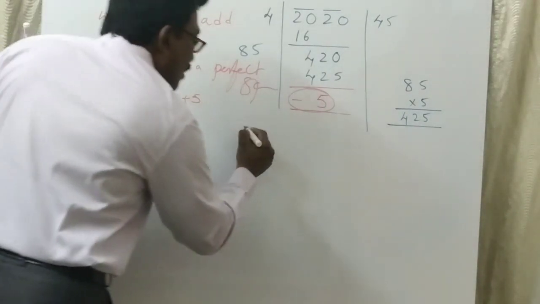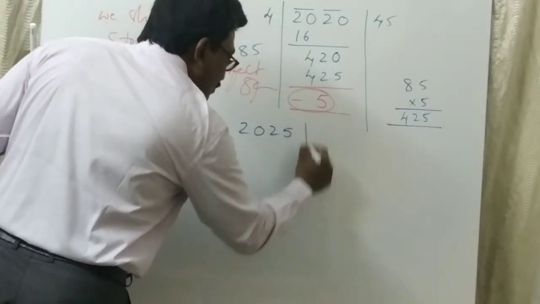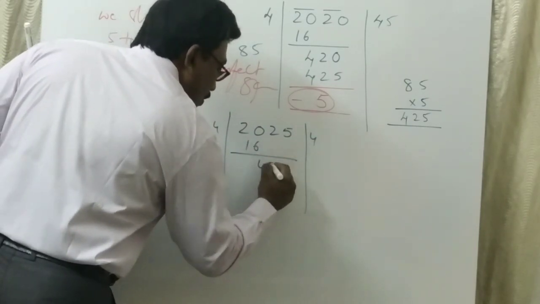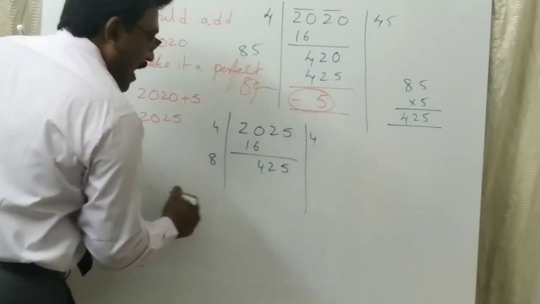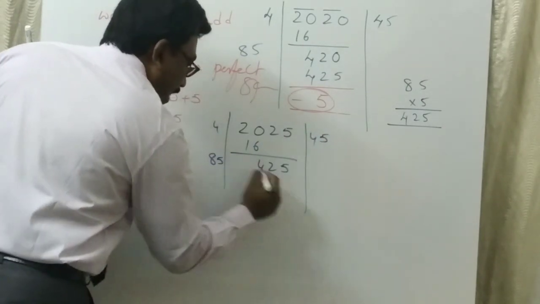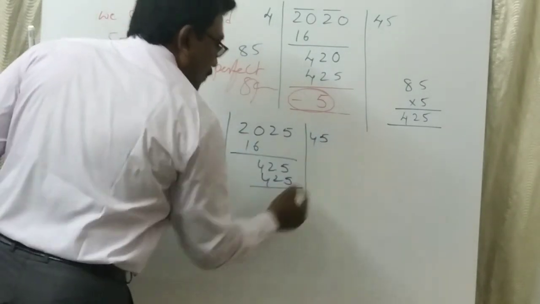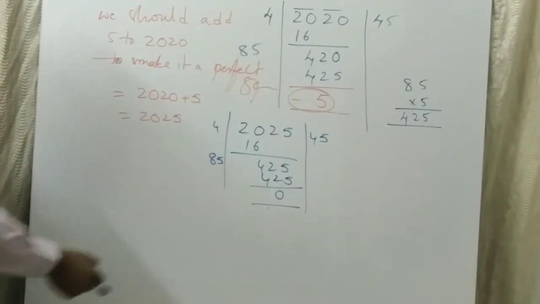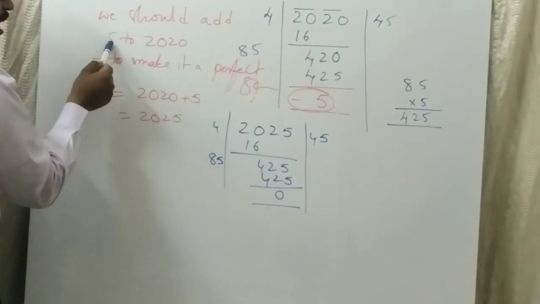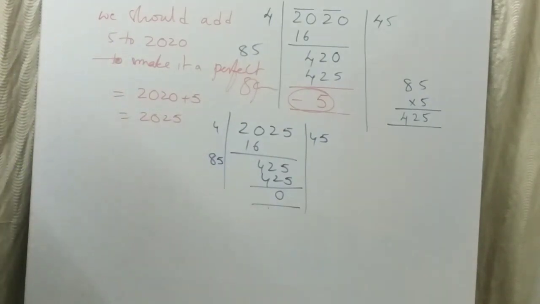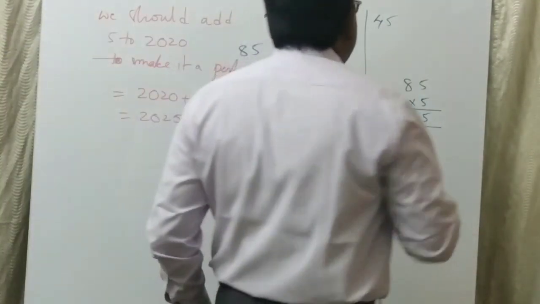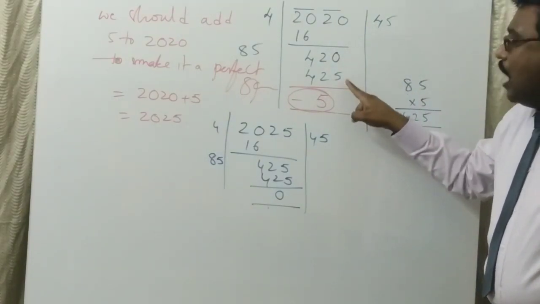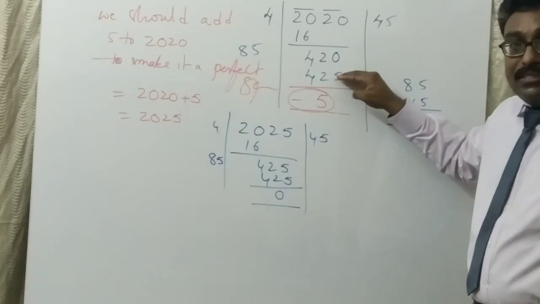Why? We'll check. Why doubt? So 4 fours are 16, 4, 25, 4 double is 8. 5 times we already got here, this is 0. So 2020 is not a perfect square. If you add 5 to the number, then you are getting a perfect square. So the very, very important step is here: you should take for this number a little more than this.